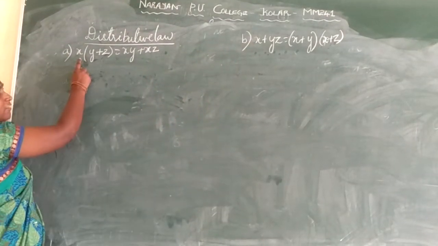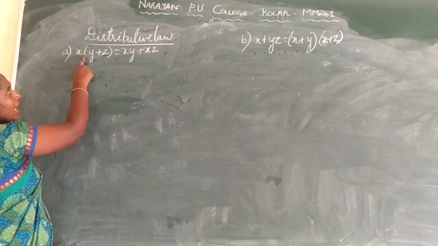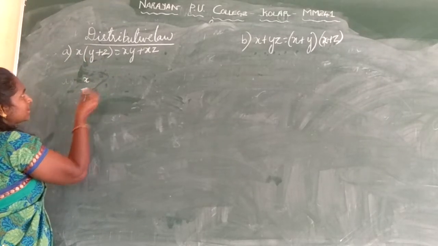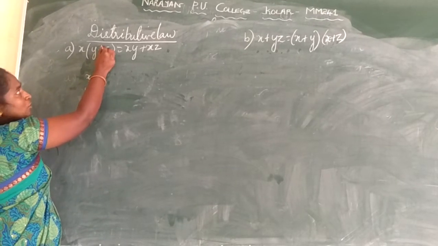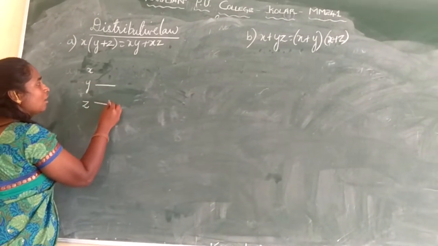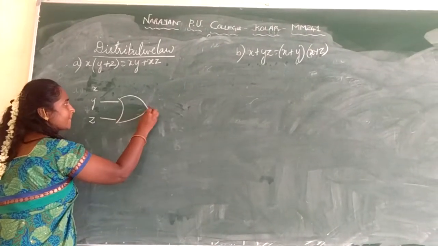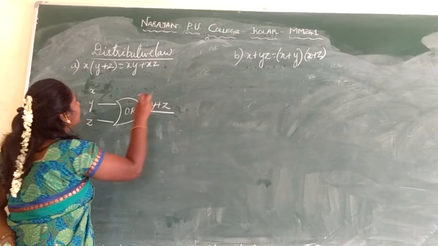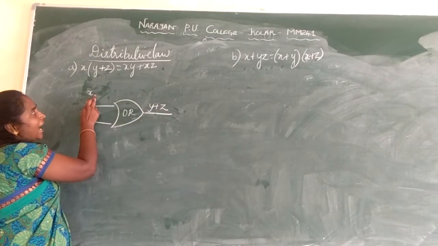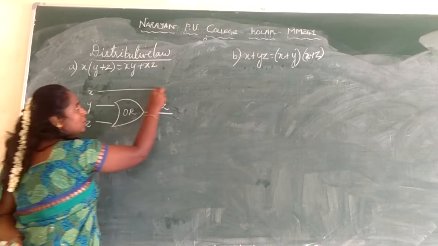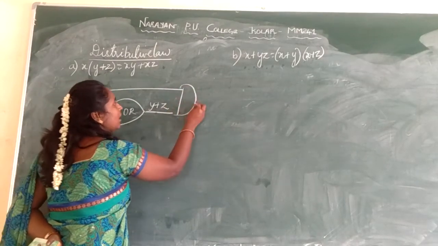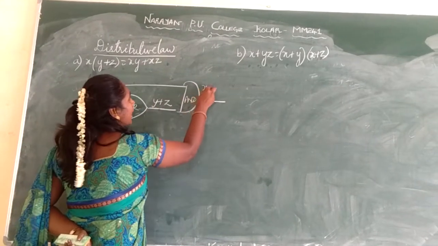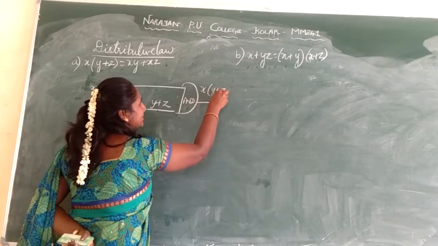First, how many variables or inputs are there? x, y, z. First we take x, y, z. Here, first you are using an OR gate. So use an OR gate. This produces the result of y plus z. This y plus z should be ANDed with your x input, so that is nothing but using an AND gate. So this gives the result of x into (y plus z).